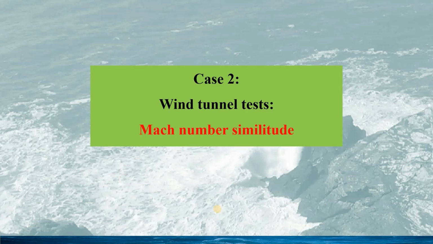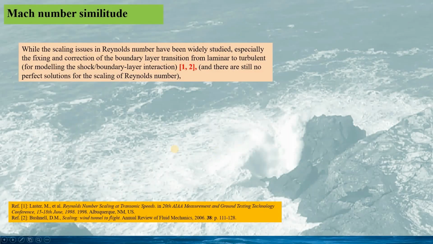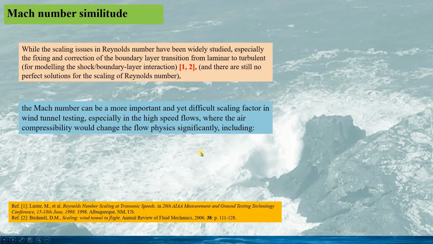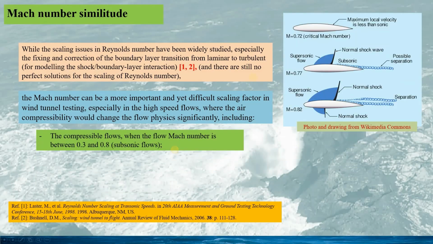The second scenario is Mach number similitude. The scaling issues in the Reynolds number have been widely studied and correlated using the wind tunnel test data and the flight data. Methods have been developed and experience has been accumulated, but there is no perfect answer for this issue yet. The Mach number can be a more difficult scaling factor, especially in the high-speed flows with evident compressibility. Even at relatively low Mach numbers, when the Mach number is less than 0.8, we can still see the flow past the airfoil.